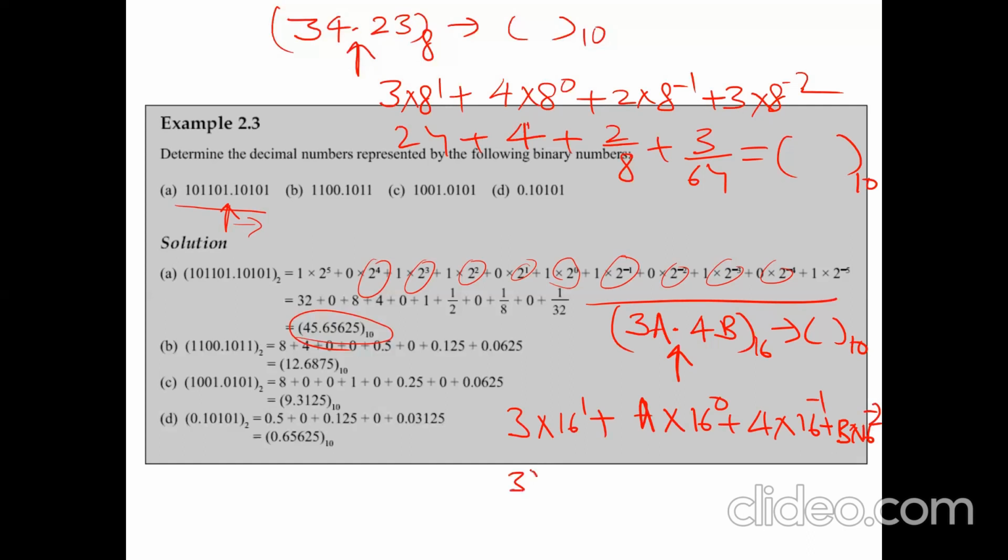16 into 3 plus A, which is 10, into anything raised to power 0 is 1, plus 4 by 16. B is 11, 16 raised to minus 2 is 256. You can solve it and the final answer you will get in base 10. This is how we can convert the octal number system to decimal, the hexadecimal number system to decimal, and base 2 binary number system into hexadecimal. You can try any of the problems that you want. I will also give you a few questions.